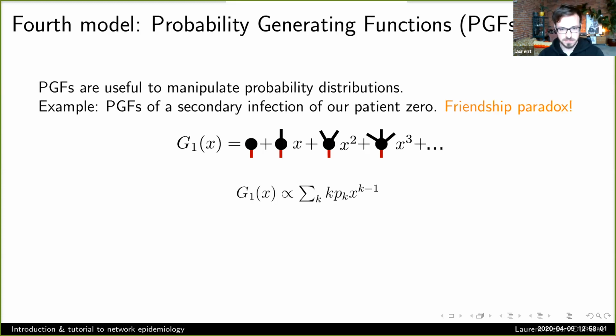And here is where we want to take into account the friendship paradox again. I know that I'm going to reach someone of degree k, k times more than I would reach someone of degree 1. So this G1 has to be a sum over this biased distribution kpk toward people with more contacts. And you can just normalize this kpk distribution, so it's easy to do the math.